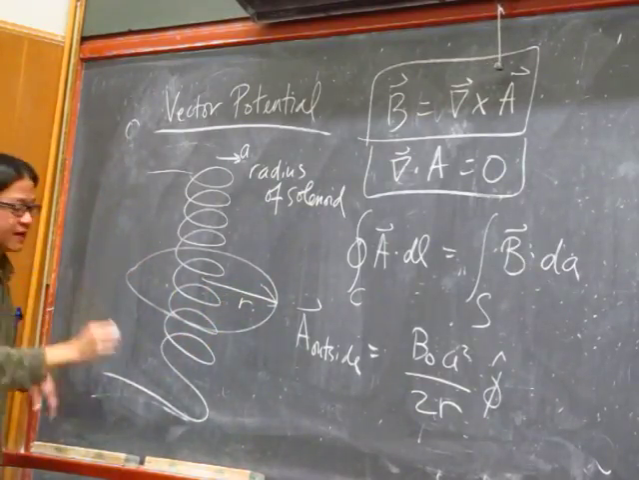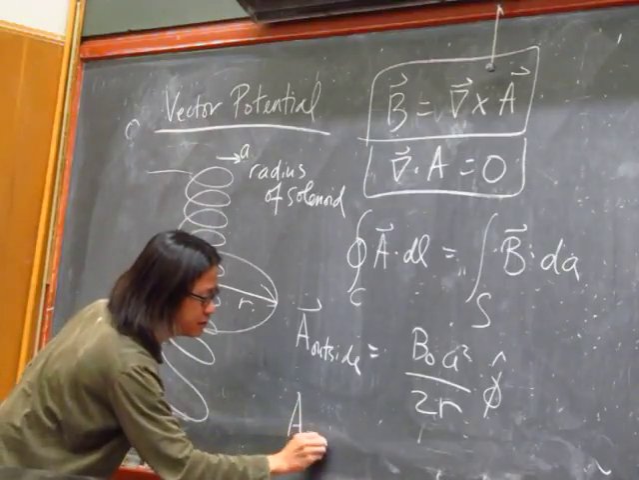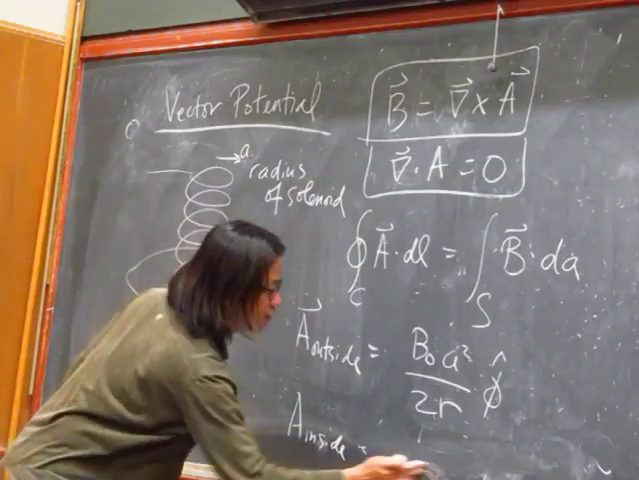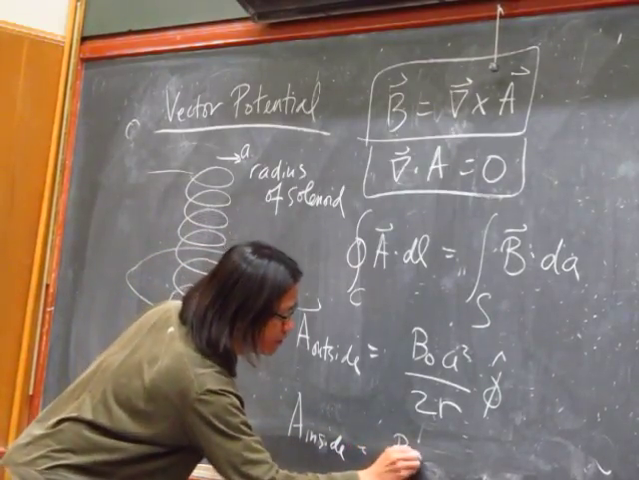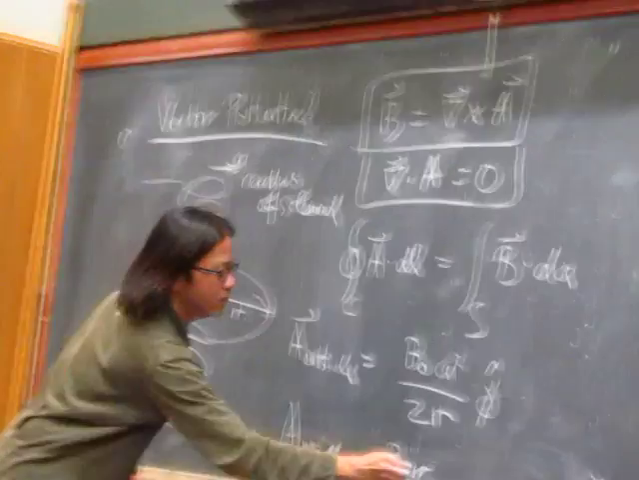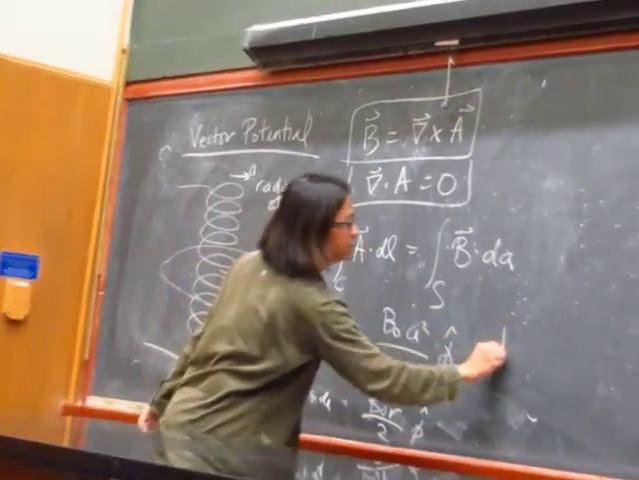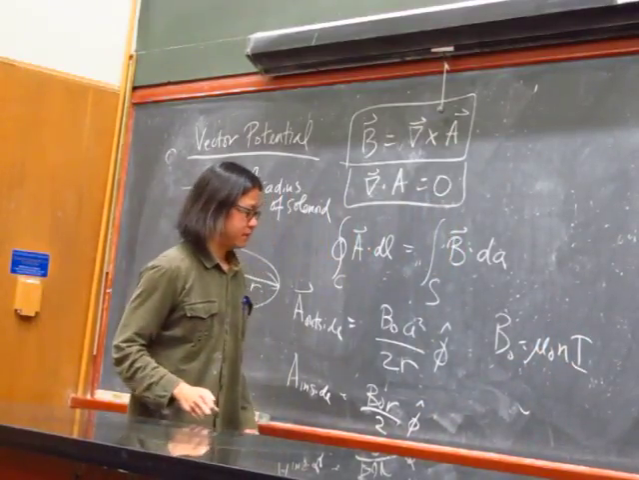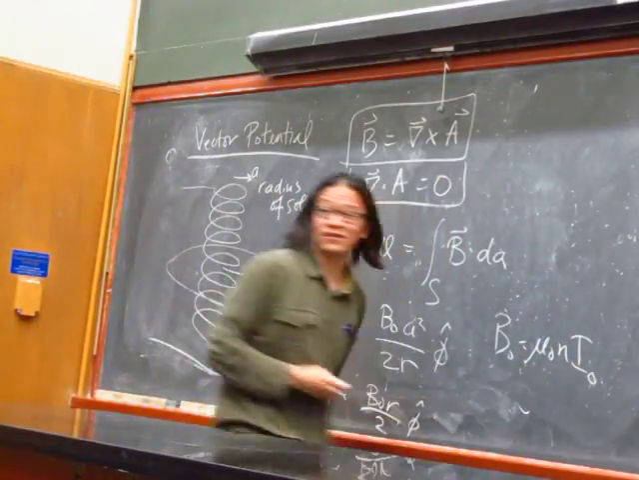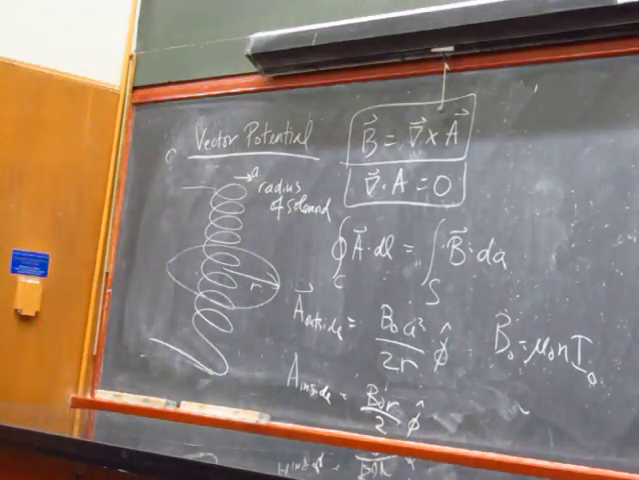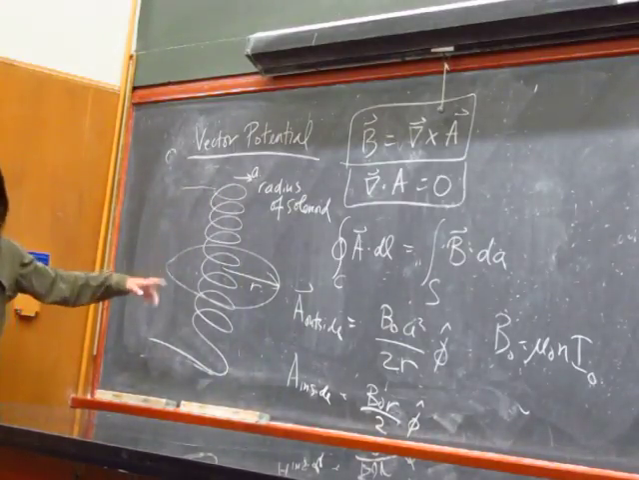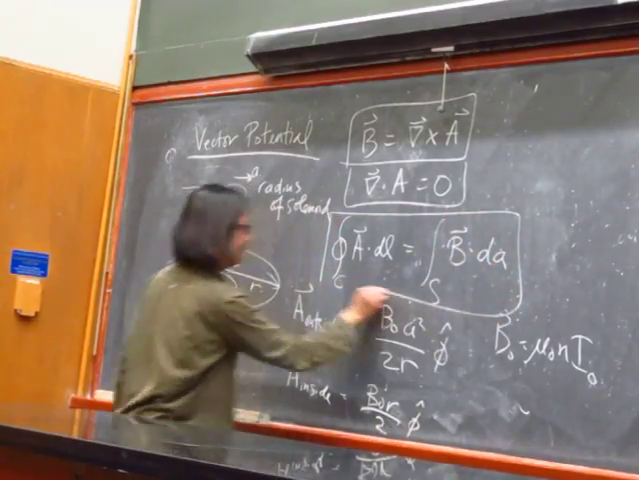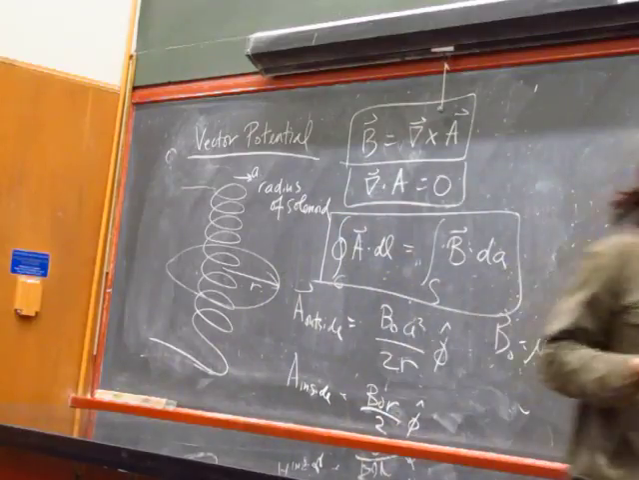Okay, and inside we also find, you can do the same thing. If you look at your notes from old lectures, this is given by B naught R over 2, also in the same direction. And B naught is mu naught and I naught. So the vector potential is non-zero outside, and just remember this equation for now. So R, what is R?